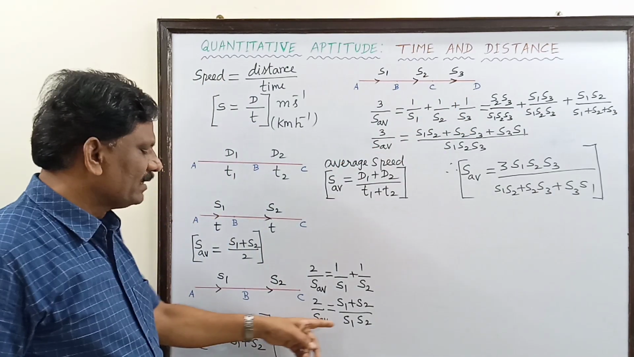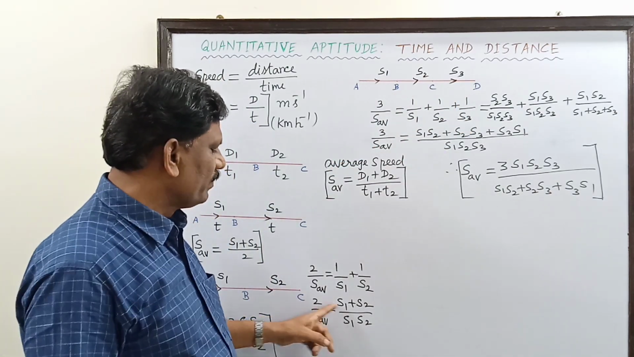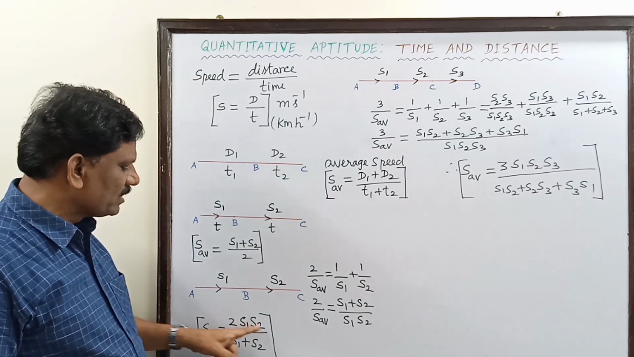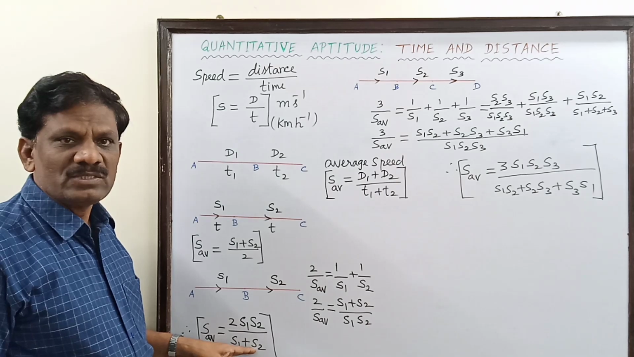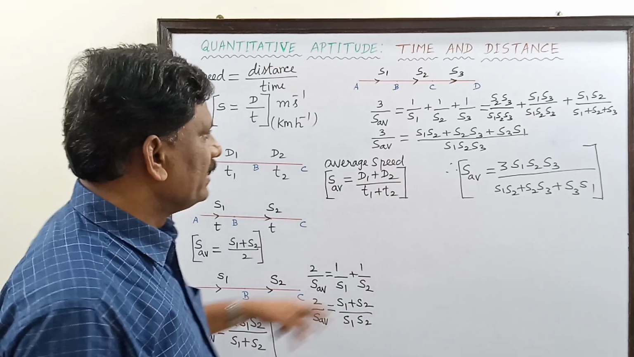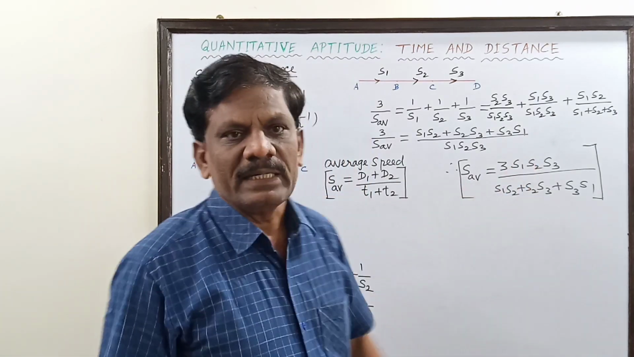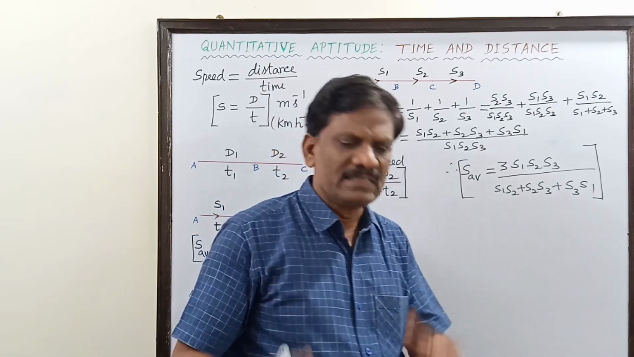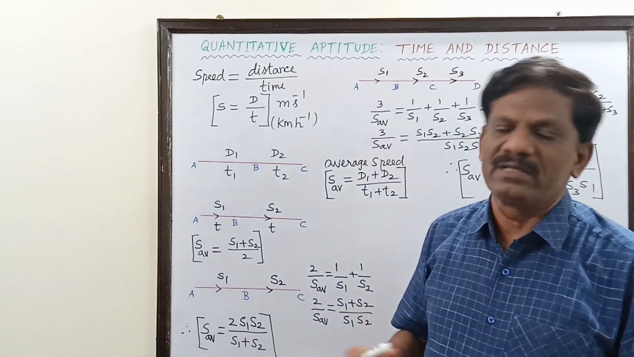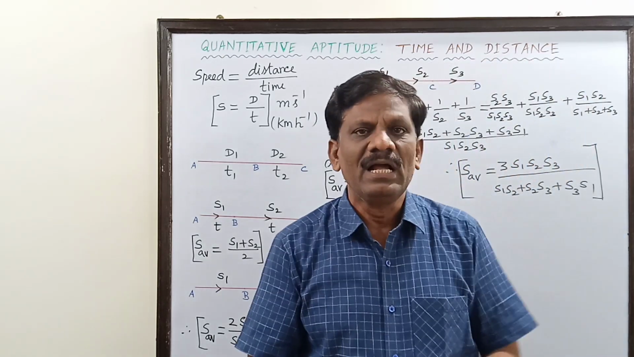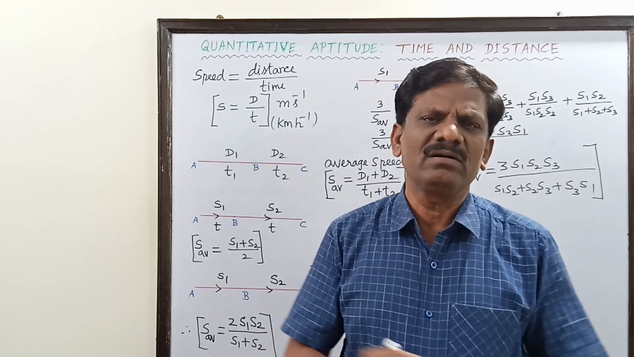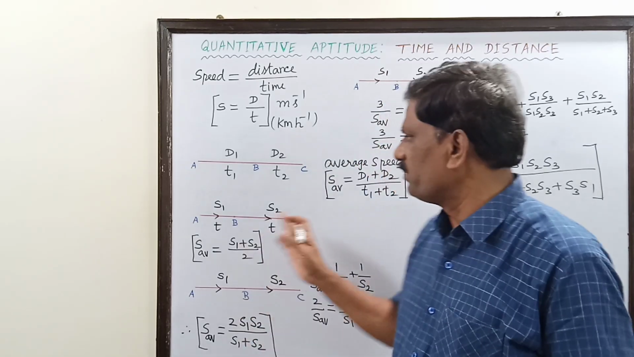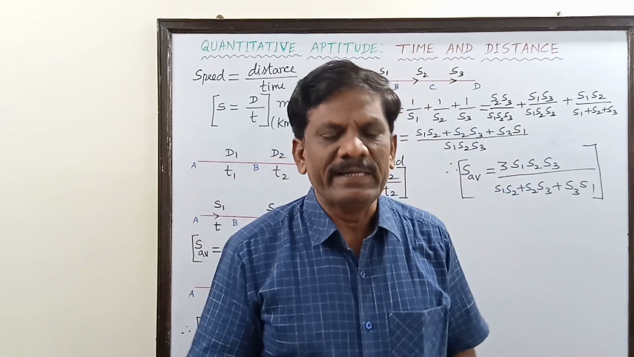For 2 equal intervals you can see here it is S1 plus S2 by S1 S2, so that S average is equal to 2 S1 S2 by S1 plus S2, and here it is a different type. So using this we are going to solve numerical problems. These are the basic equations required whenever you are going to find the average speed. All the numerical problems asked in this topic, average speed, are based on this formula only.